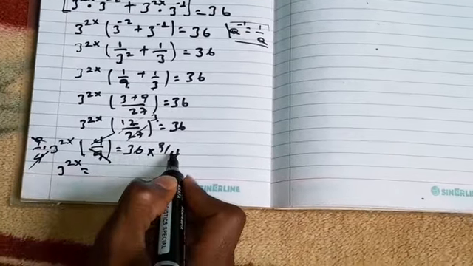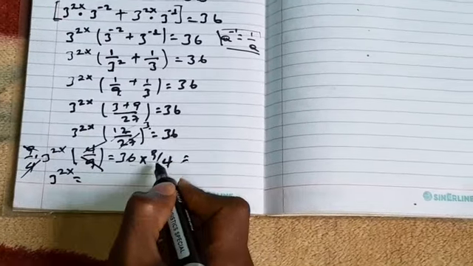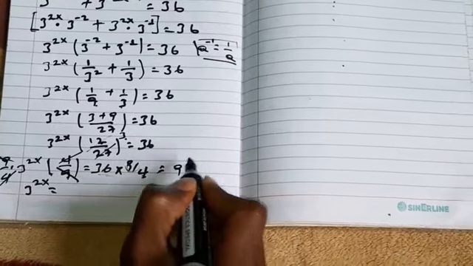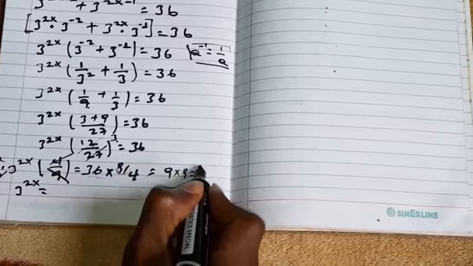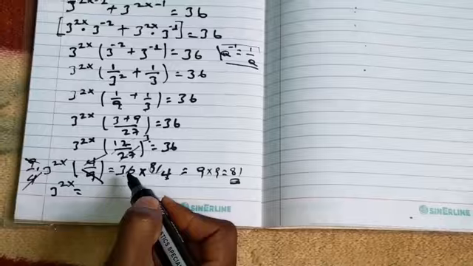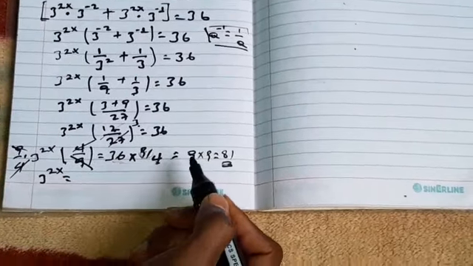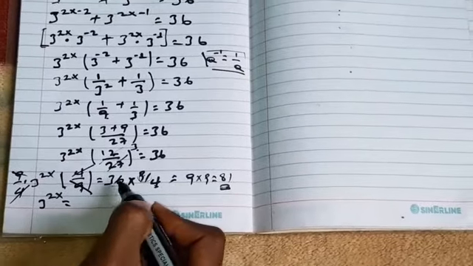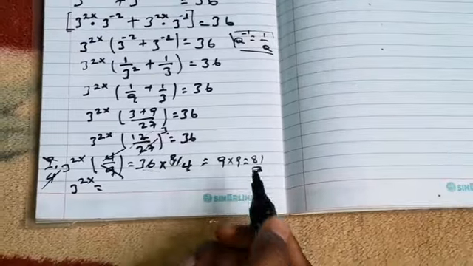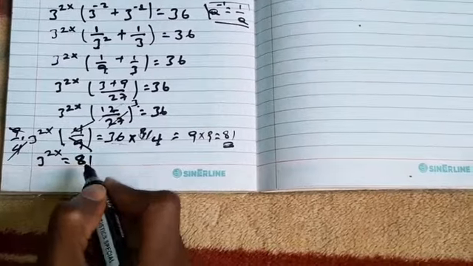Then 9 times 9 means 81. You can also do 36 times 9 over 4, but I show you simply 36 divided by 4 is 9, then times 9 means 81. Yes, 81.